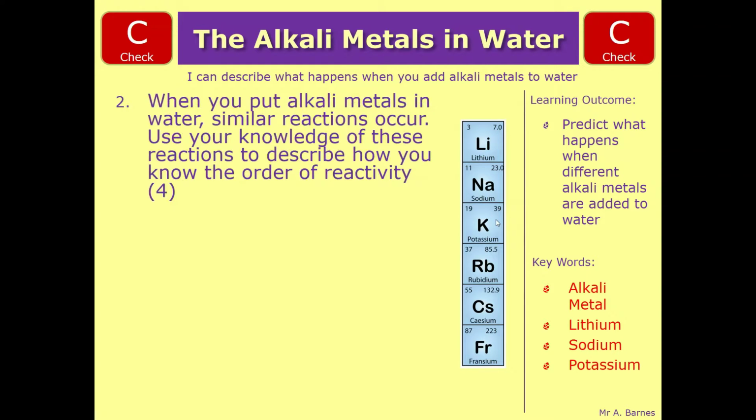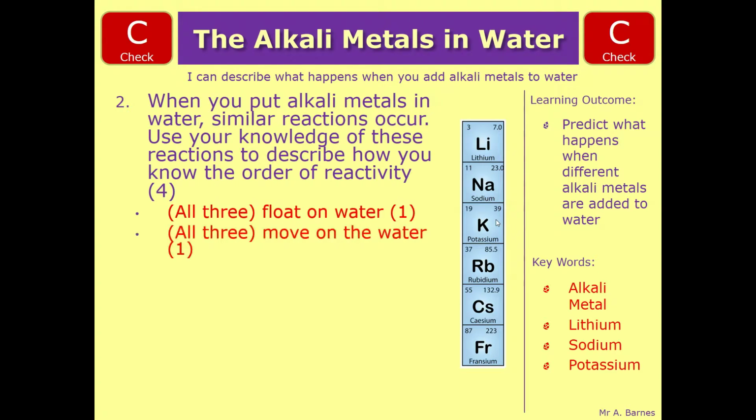As we get into the more complicated one, so it says when you put the alkali metals in water, use your knowledge of these reactions to describe how you know the order of reactivity. So the first thing you need to do is say what you see when you put them in water. All of them float on water for 1 mark. All of them move around on the water for 1 mark. All 3 give off a gas for 1 mark, and then the 4th mark is some sort of comparison between all of them.